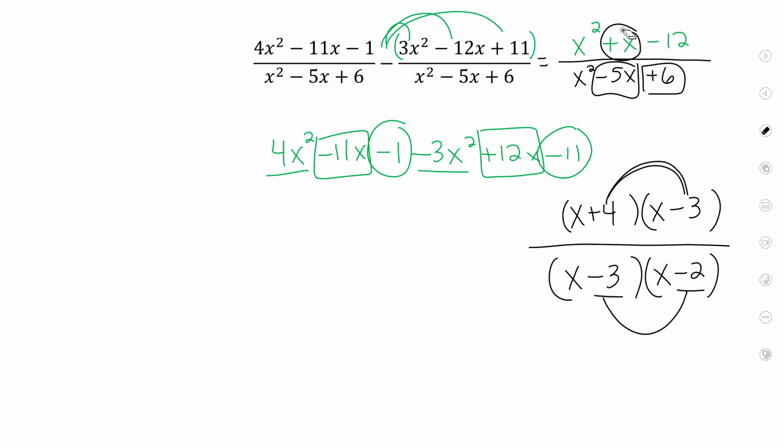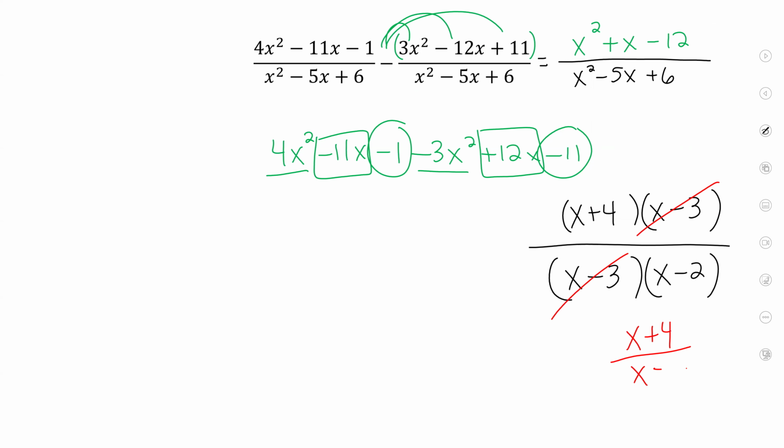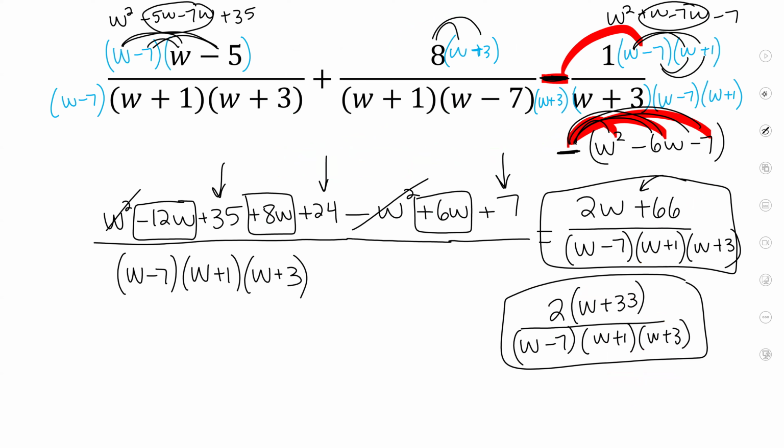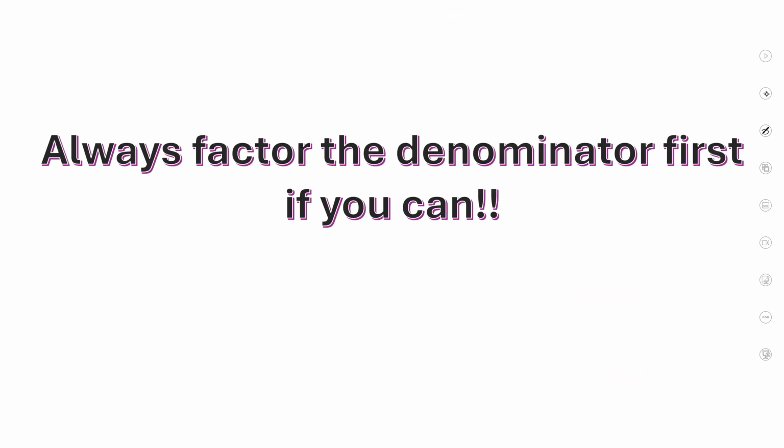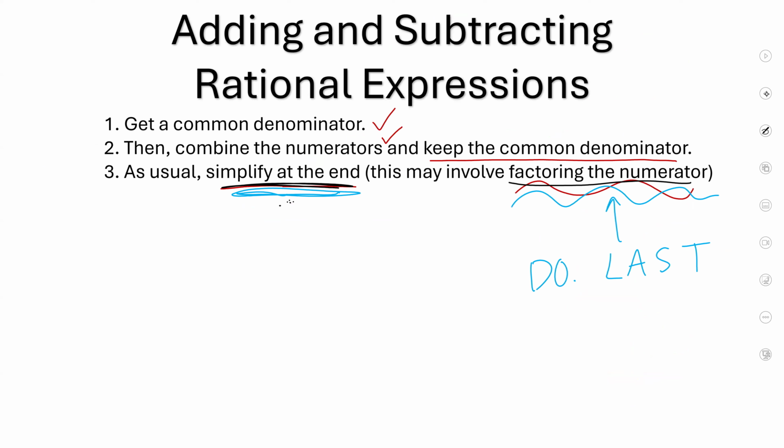All right, so those are my factors. Let's cancel. That cancels with that. My final answer is x plus 4 divided by x minus 2. There you go. That is how you add and subtract rational expressions.